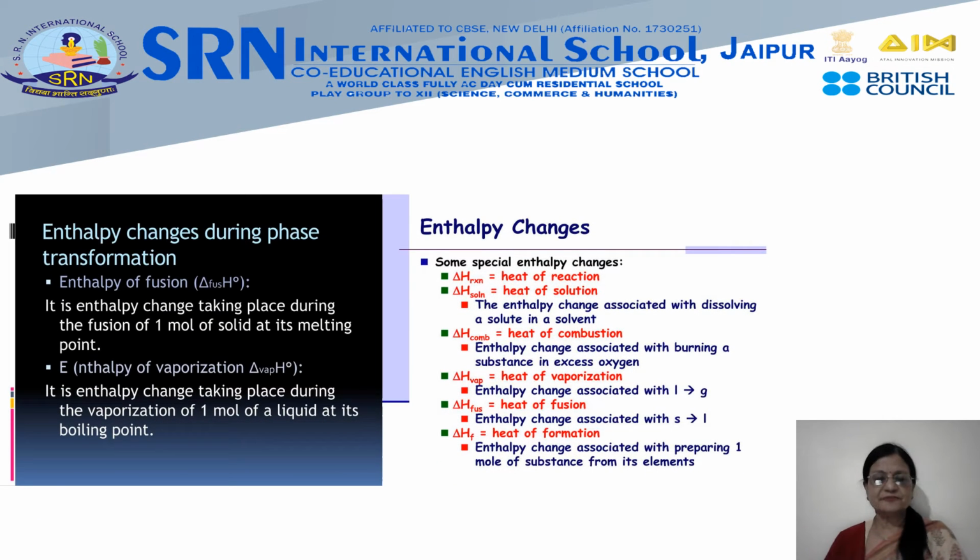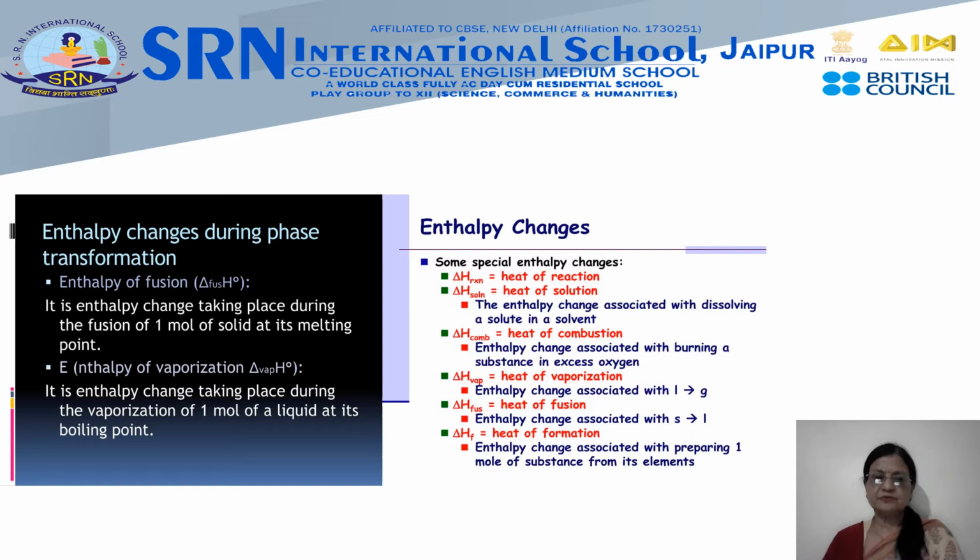So there are various types of enthalpy changes. Enthalpy changes during phase transformation. When we talk about enthalpy of fusion, that is delta fusion H. But when we put naught on it, that is delta fusion H naught, naught denotes standard enthalpy of fusion, and standard enthalpy of fusion means the melting of a solid is taking place at STP. So STP is standard temperature and pressure, and that is for 1 mole of a substance also.